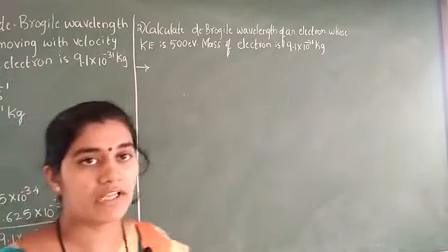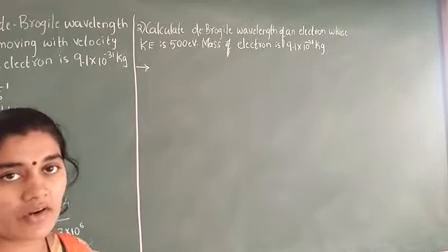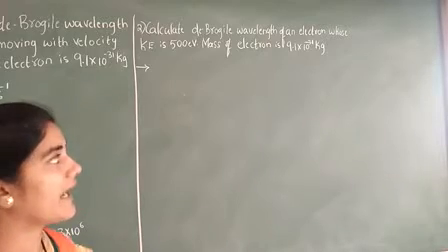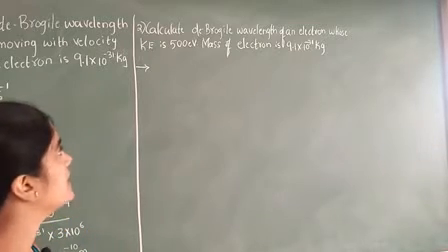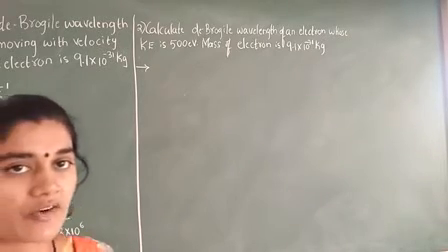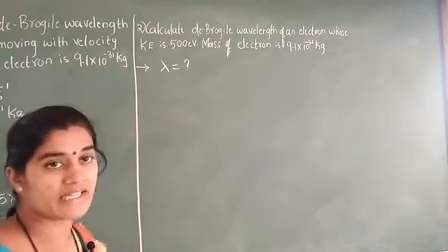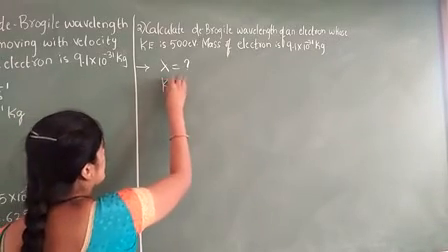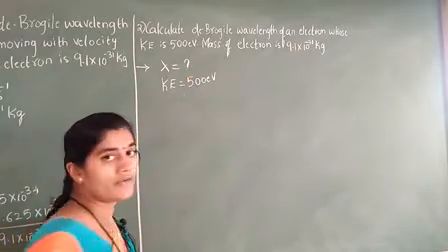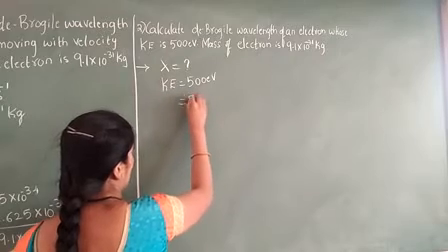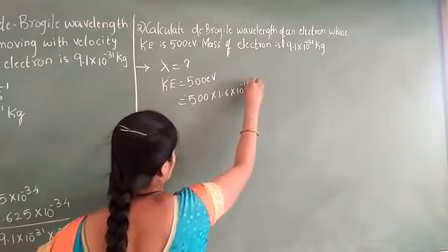Calculate the de Broglie wavelength of an electron whose kinetic energy is 500 electron volt and the mass of the electron is 9.1 into 10 raised to minus 31 kg. Here we have to find the wavelength of the electron. Lambda is equal to question mark. And they have given that kinetic energy is 500 electron volt. We know that electron volt can be written as 500 into 1.6 into 10 raised to minus 19 joule.